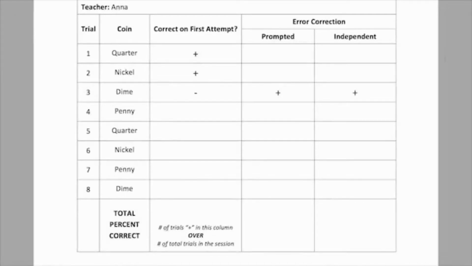Still in trial 3, Anna writes a plus symbol, this time under independent, because Joey got it correct on his own. Okay, now I'm going to let you watch the rest of the trials in this session. We've already seen the first 3, so now you're going to watch trials 4 through 8, and you'll see the data that Anna is taking in between each of the trials.